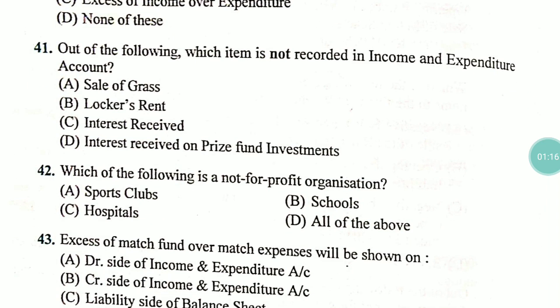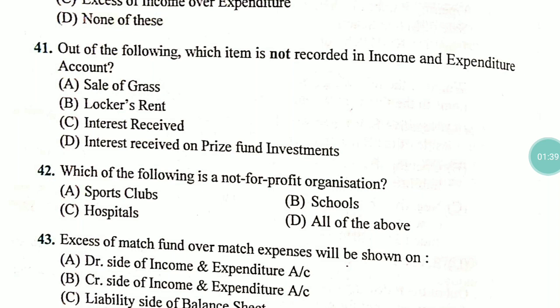Out of the following, which item is not recorded in the income expenditure account? इनमें से कौन सा income expenditure account में हम लोग नहीं दिखाते हैं? The options are sales of grass, the local rent, interest received, and the last option. Sales of grass is shown on the credit side of the income expenditure account, and the local rent is also shown on the credit side, and the interest received is also shown in the income expenditure account. These three are shown in the income expenditure account.